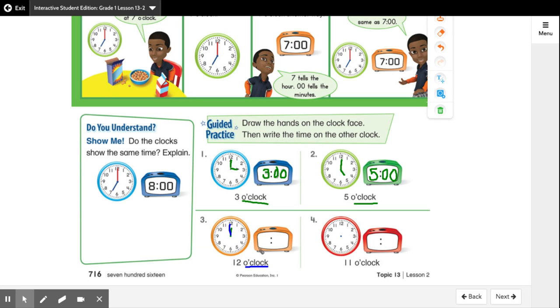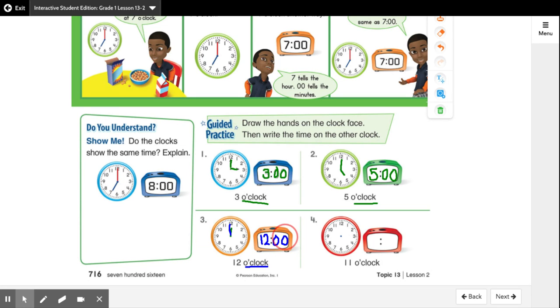All right, now I need to show the hour first on the digital clock. So what number do I put here as the hour? Okay, if you said 12 o'clock, awesome job, that's correct. And now I need to show the minutes. And since it says o'clock and my minute hand's pointing to the 12, then if you said put the 00, great job.